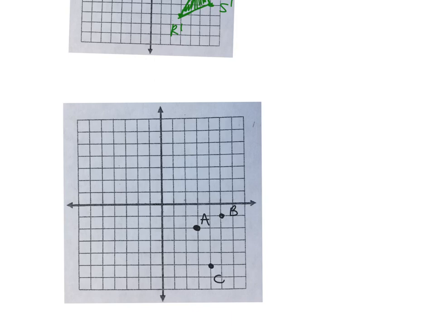Okay, so A is 3, -2. B is 5, -1. C is 4, -5. Okay, so there's our triangle. Here's what they ask us to do with it.